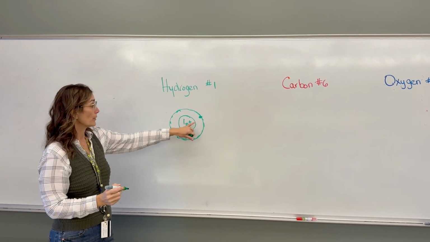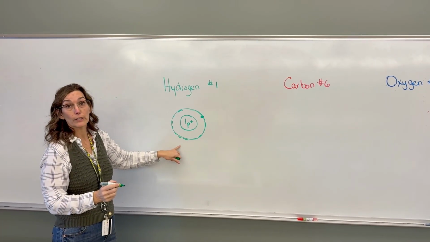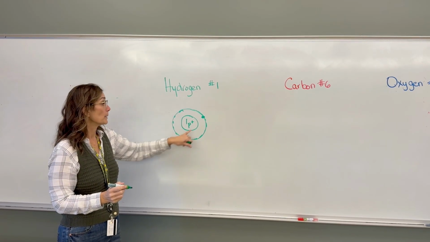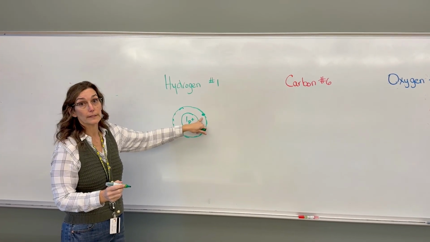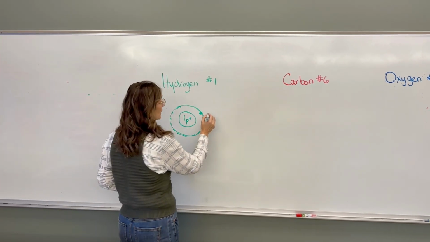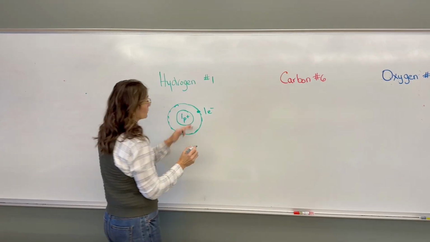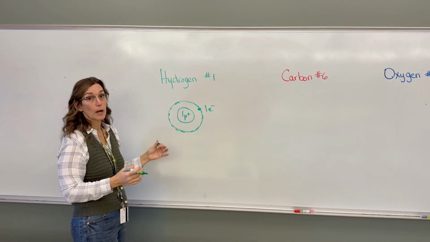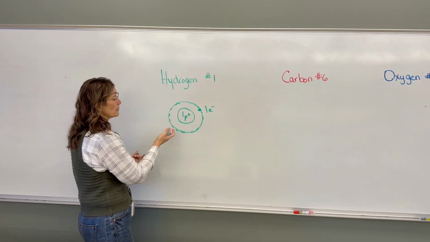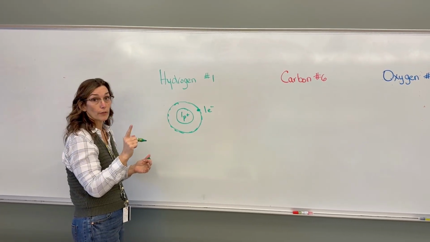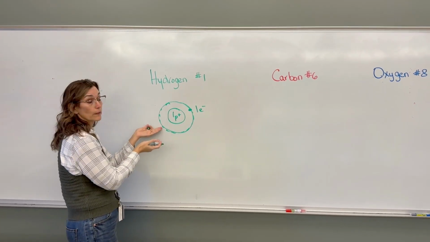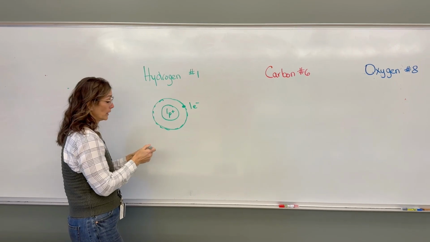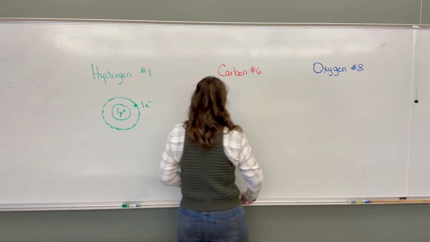And we know that this is not a very happy configuration for this particular atom because it only has 1 electron in this outer shell. So this is its valence electron. And so it has 1 electron. It really wants, in this first shell, 2. And so this is going to be able to bond with one other thing because it needs to fulfill its valence shell. Now carbon is a little bit different.